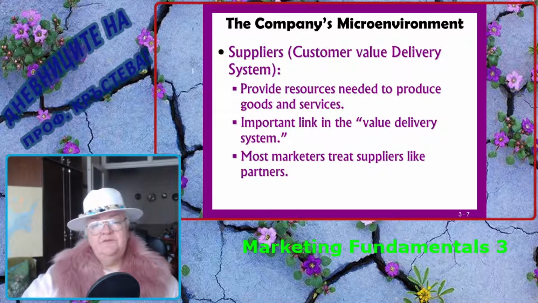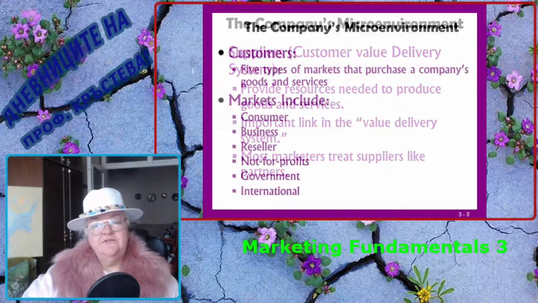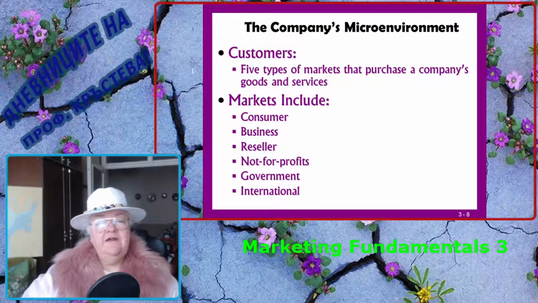Who are the suppliers? The customer value delivery system. They provide resources needed to produce goods and services. They are an important link in the value delivery system, and most marketers treat suppliers like partners. Customers. There are 5 types of markets that purchase a company's goods and services. Markets include consumer, business, reseller, not-for-profit, government, and international markets.